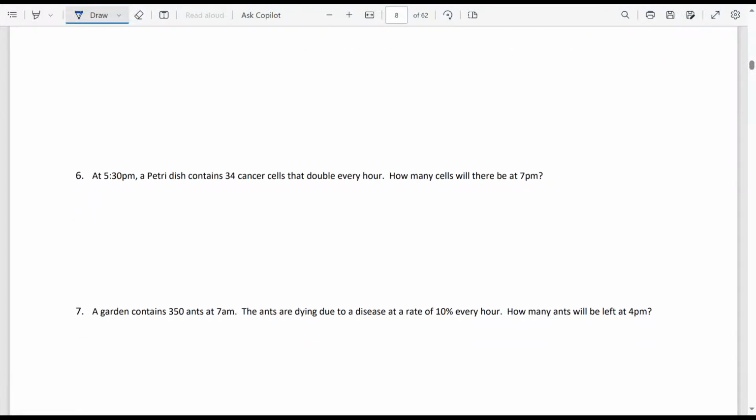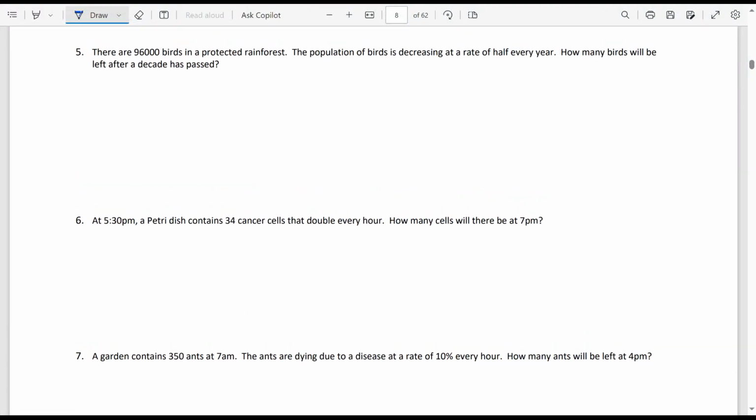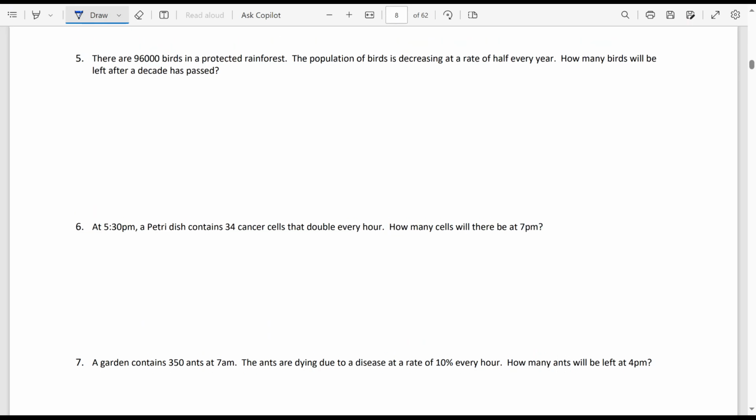We're going to start here with a population problem. And then what I wanted to do is look at words like this where it says a half, okay? When we start, we always write out Y, A, C, and X. We're starting with 96,000 birds, okay? So that's my starting value.